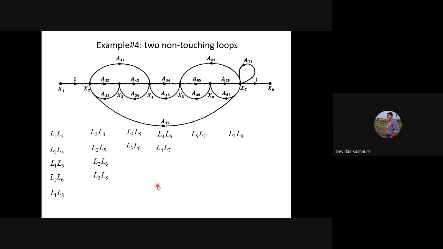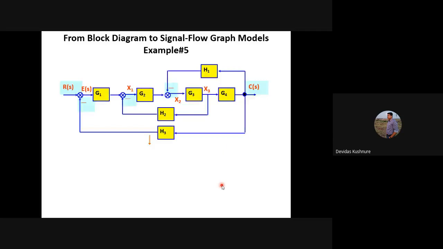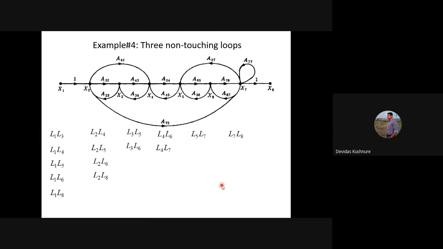two non-touching loops. Okay, you can see there are many more combinations. 1, 2, 3, 4, 5, 6, 7, 8, 9, 10, 11, 12, 13, 14, 15. So there are 15 two non-touching loops, right? And then we have to find out 3 non-touching loops and so on.